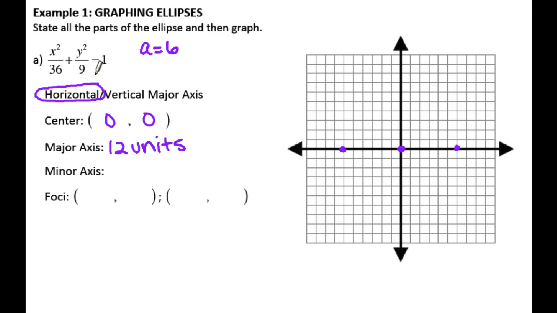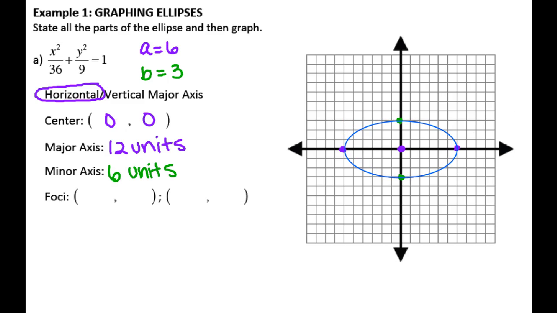Your minor axis is going to be associated with b. So b squared is 9, so that means b is going to be 3. B is the distance from your center to one of the endpoints of your minor axis. If my major axis is horizontal, my minor axis is going to be vertical, which means I'm going to move up 3 and down 3. And that's going to give us our elliptical shape. The length of my minor axis is 6 units completely across. Now that I have those 4 points, I can go ahead and sketch my ellipse. So your ellipse should look something like that.